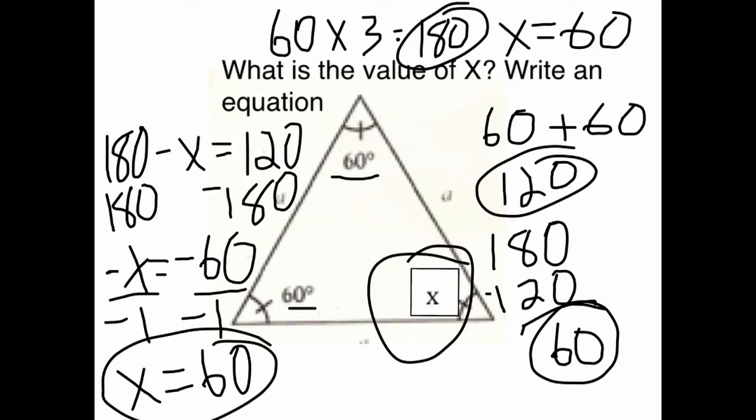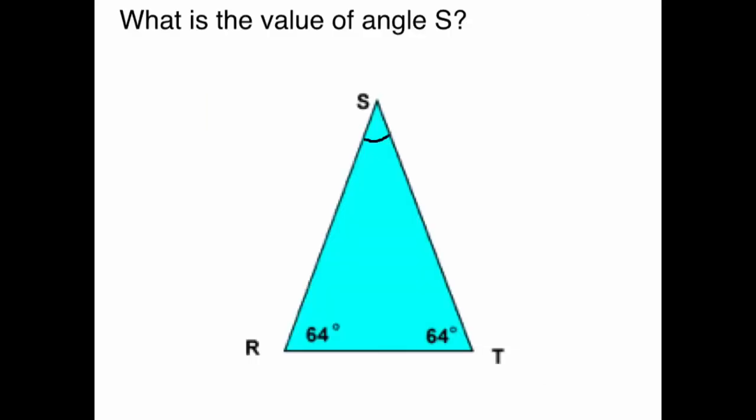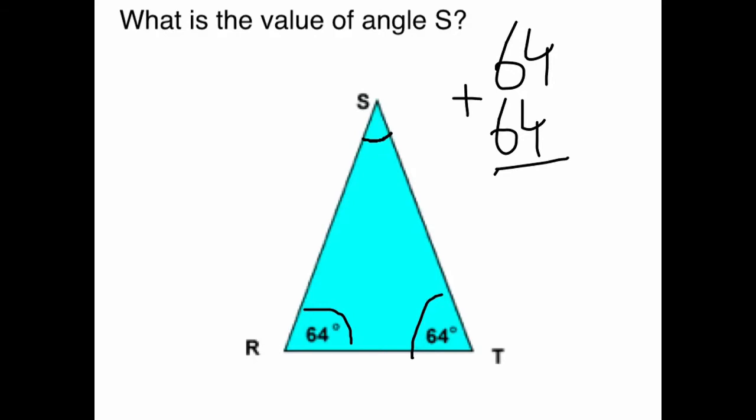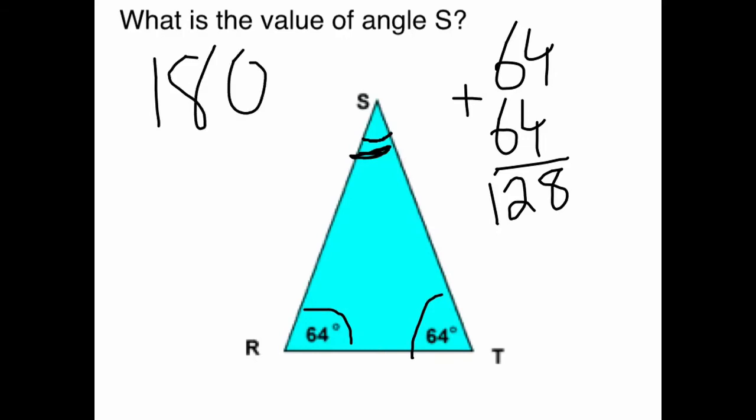Let's do another example. What is the value of angle S? Well, I have angle R being 64 degrees and angle T equaling 64 degrees as well. This missing piece has to add up to 180. So let's go ahead and add the two angles that we have together. 64 and 64 is going to give me 4 plus 4 is 8, 6 plus 6 is 12. That's going to be 128 degrees. So whatever angle S is, it's the difference between 180 and 128. Let's do 180 minus 128 to get our answer.